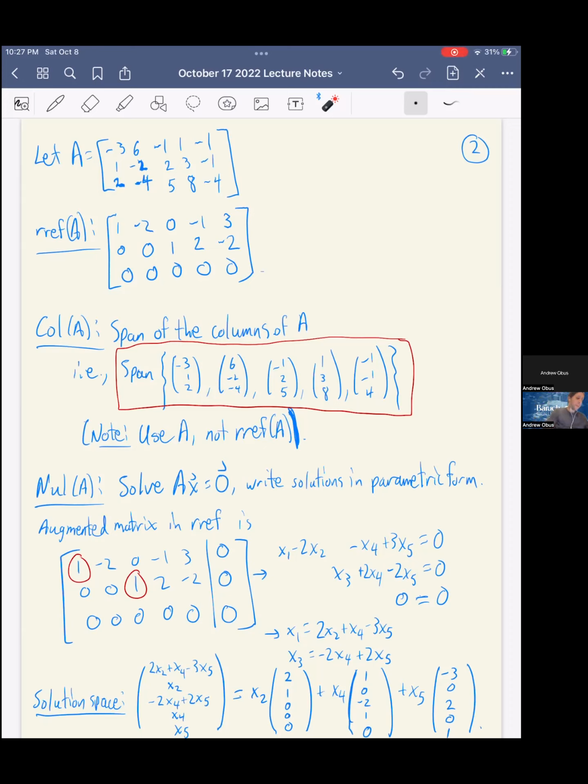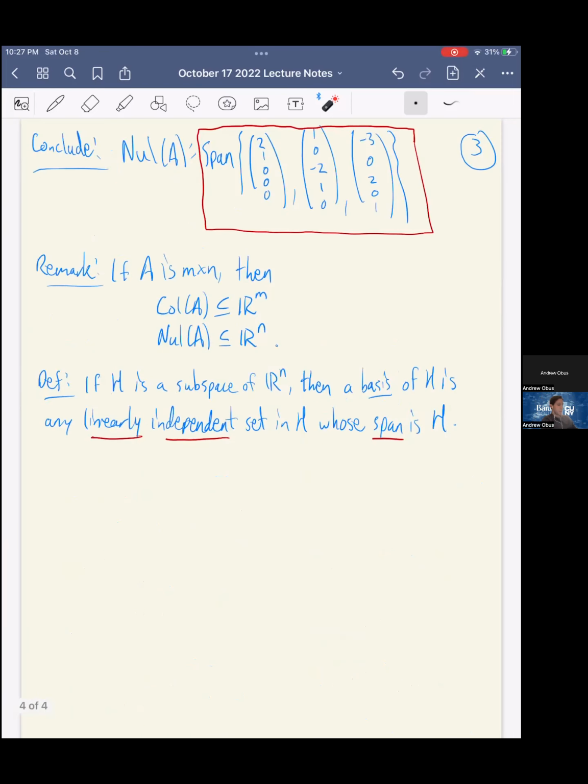Okay, so that's maybe a little bit highfalutin, and it's not clear exactly what's going on. So we'll show some examples that tell you what's actually going on. But for now, we have this definition that if I have a subspace, a basis of H is a linearly independent set that also spans.